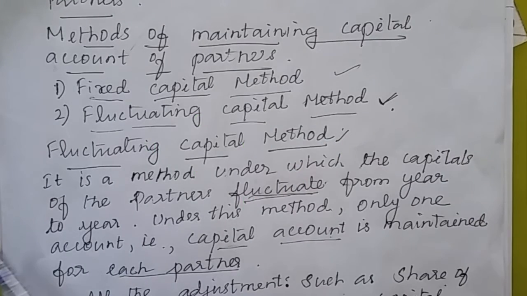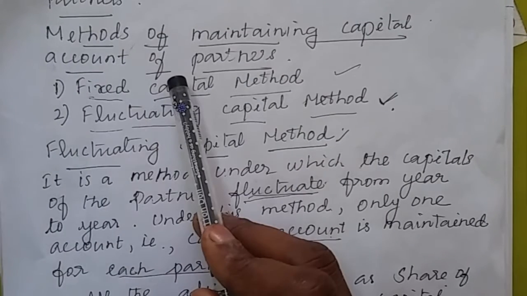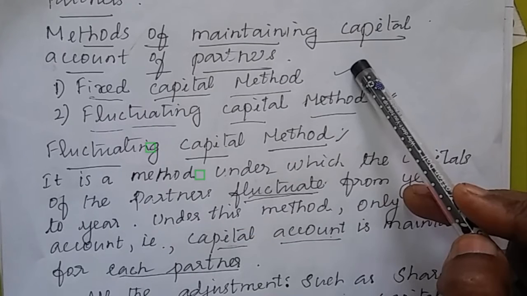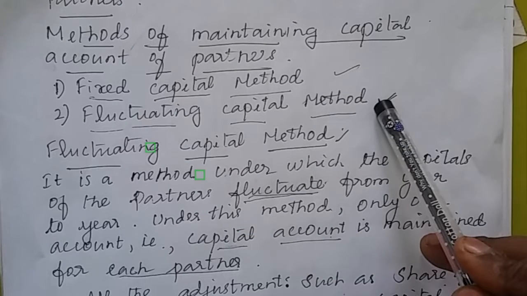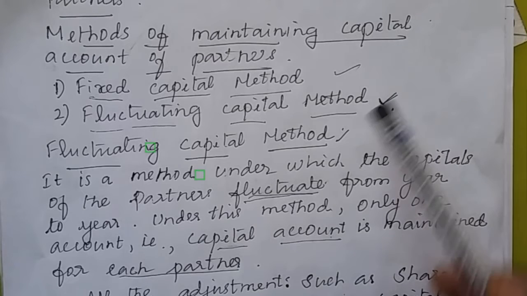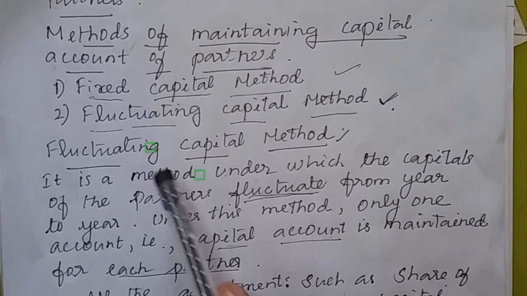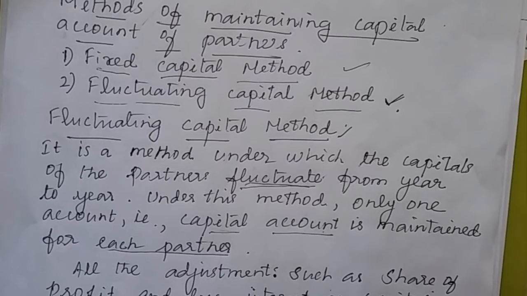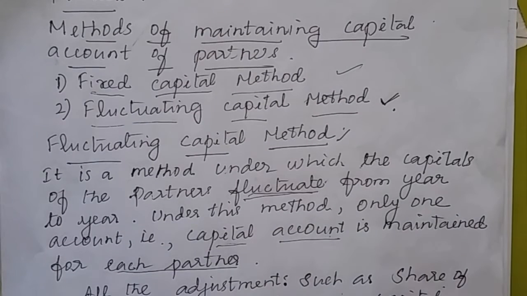These capital accounts of partners can be maintained in two methods. One is the fixed capital method and the other is the fluctuating capital method. Today I am going to discuss the fluctuating capital method.